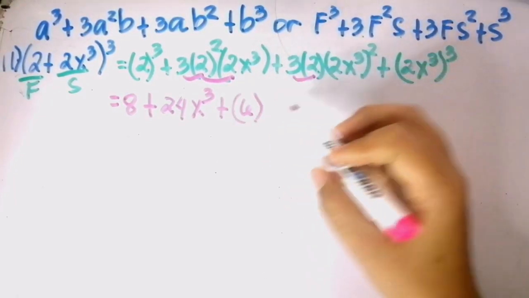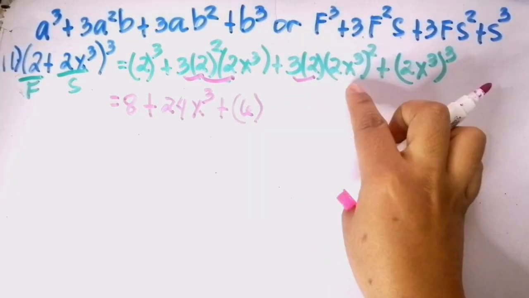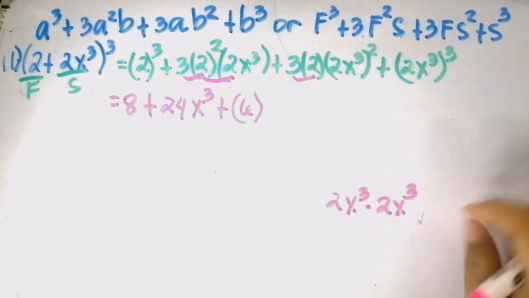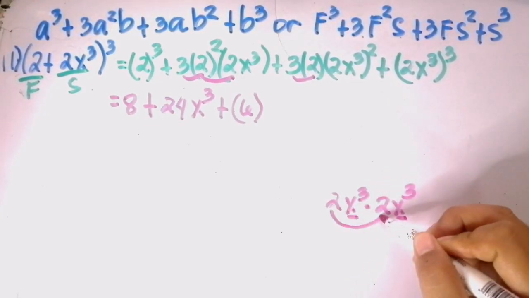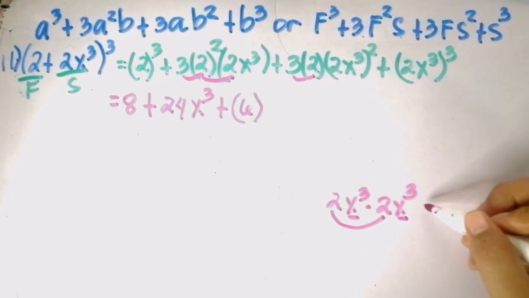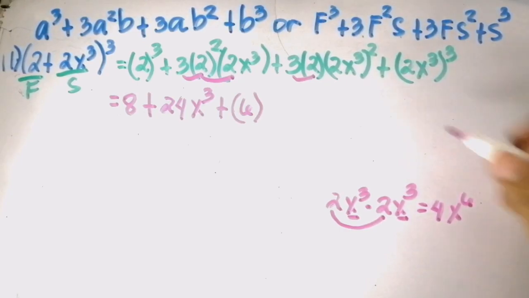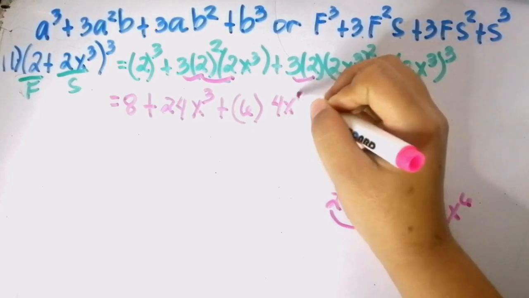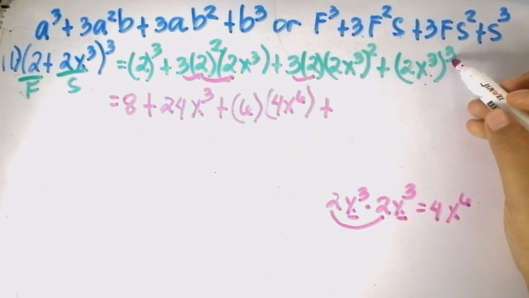So, maglagay muna tayo ng parenthesis. Times, what is 2x cubed raised to 2? Ibig sabihin nito ay 2x cubed times 2x cubed. Diba kapag nagmumultiply tayo ng polynomials, you are going to add the exponent. Then, i-multiply yung coefficient. So, that is 2 times 2 equals 4x. 3 plus 3 equals 6. So, yung sagot nito, lalagay natin dito. 4x raised to 6. Plus, 2x cubed raised to the power of 3.